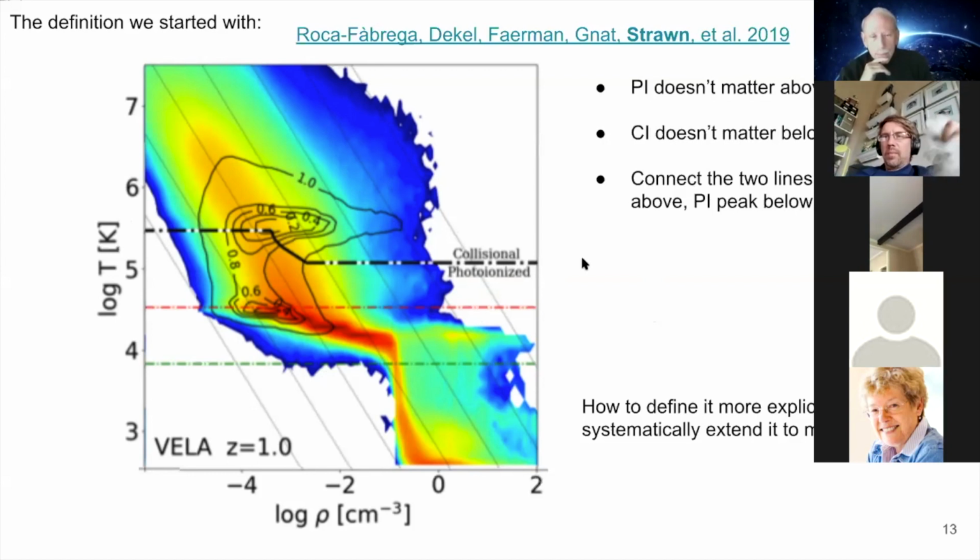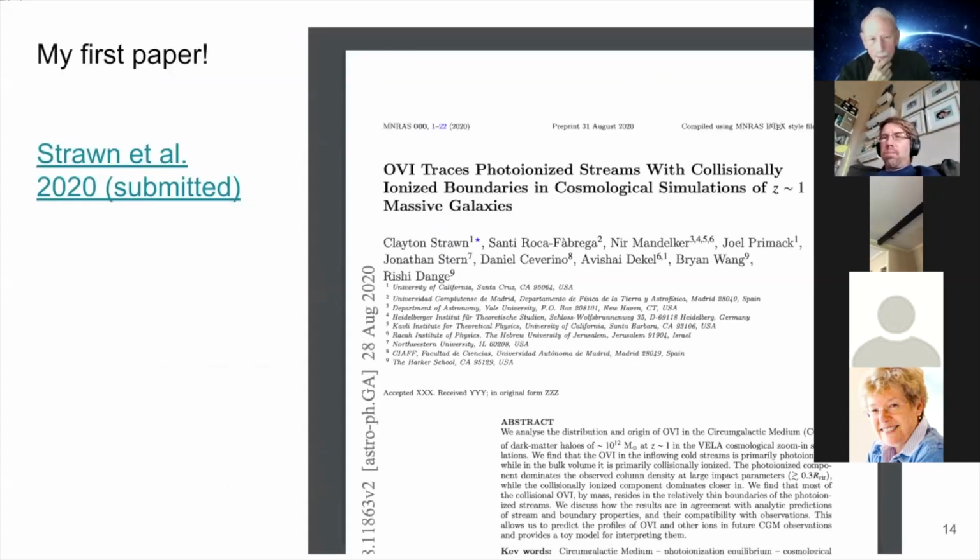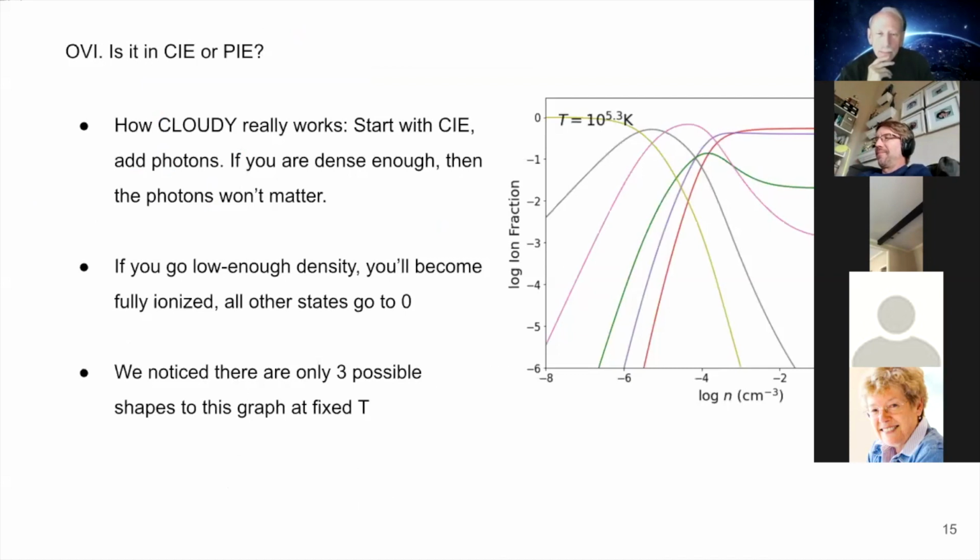But what we wanted to do was go back in and get a much more explicit definition, which doesn't rely on thinking about the contour plot by itself, and something that would extend to more ions. So oxygen 7, for example, doesn't really have a photoionization peak, yet oxygen 7 can still be photoionized. So how do we define that? And so for the rest of this talk, we're going to present stuff from my first paper, which has been submitted. We recently got a referee report that was favorable, but I haven't responded to yet, but it should be published pretty soon. And so we're going to look at oxygen 6 by thinking about how Cloudy really works.